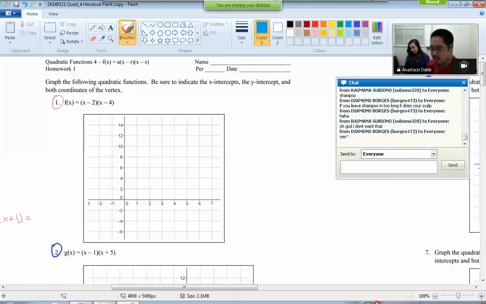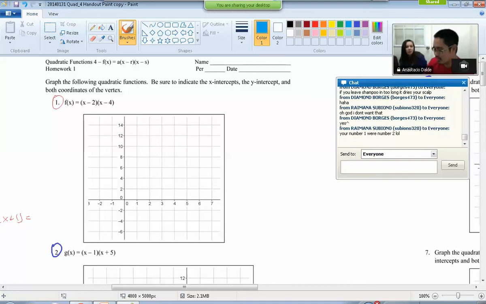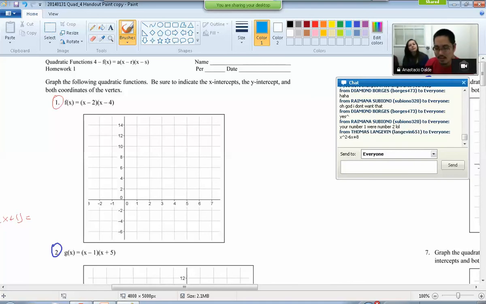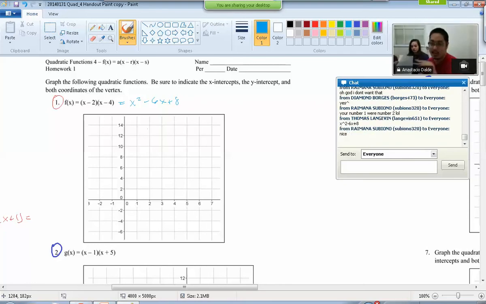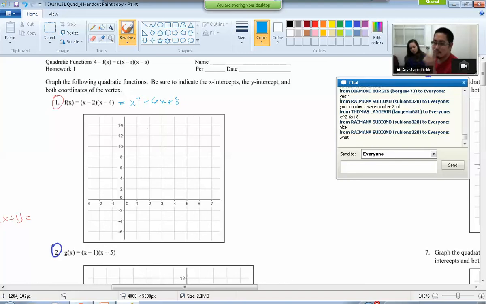All right, let's try it. Where are the x-intercepts? What page are we on? All right. Thomas is saying you could FOIL this out, and this becomes x squared minus 6x plus 8. Thomas, I would agree with you, but I would say that's a terrible idea. Technically, you're right, but it's not necessarily what you want to do. You don't want to FOIL this out.